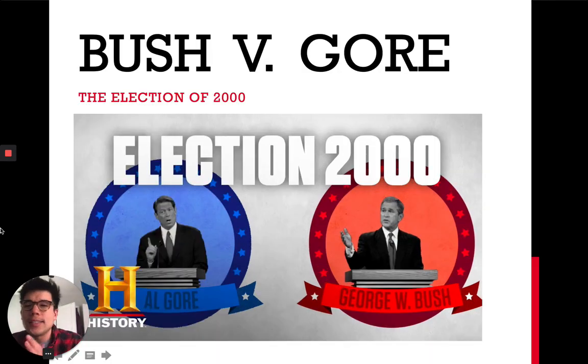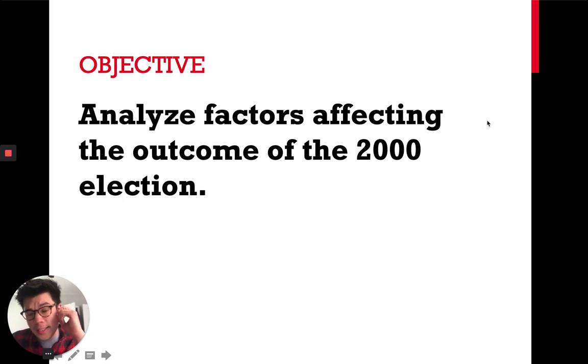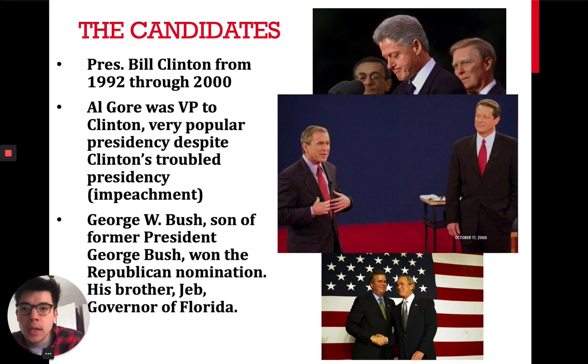So, it's the election of 2000, the election between Al Gore and George Bush. Our objective, our goal here by the end of this lesson is to be able to analyze the factors affecting the outcome of the 2000 election. So ultimately, in other words, why does it end the way it ends? Well, let's continue. Let's look at who our candidates are.